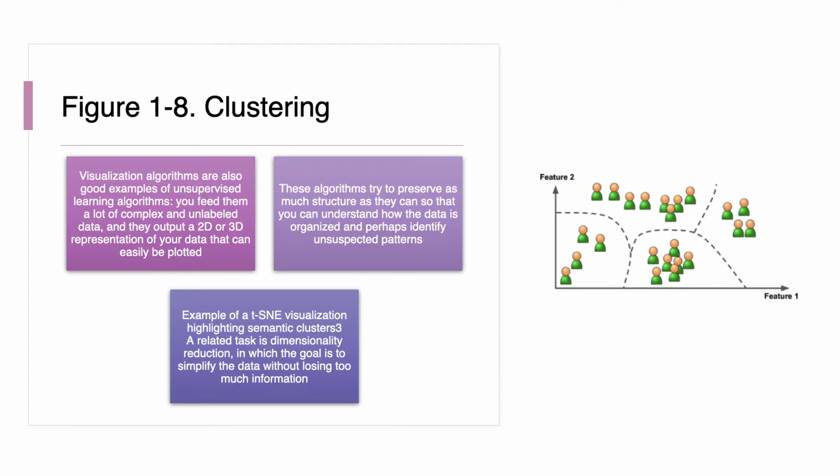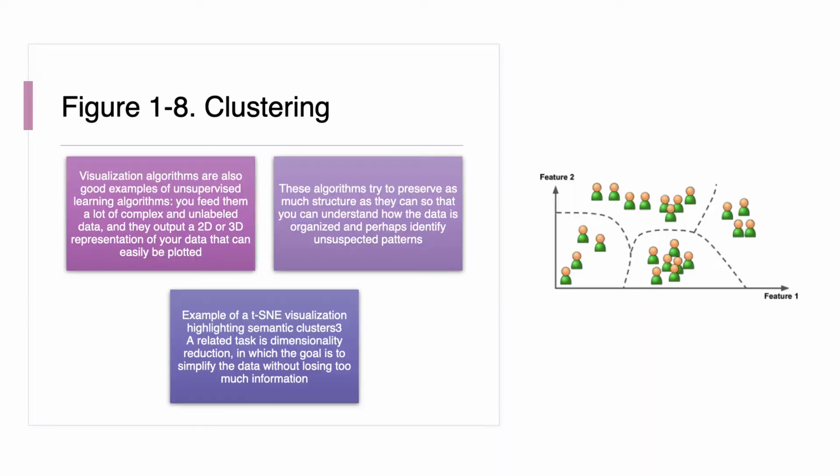Visualization algorithms are also good examples of unsupervised learning algorithms. You feed them a lot of complex and unlabeled data, and they output a 2D or 3D representation of your data that can easily be plotted, figure 1-9. These algorithms try to preserve as much structure as they can, for example, trying to keep separate clusters in the input space from overlapping in the visualization, so that you can understand how the data is organized and perhaps identify unsuspected patterns.